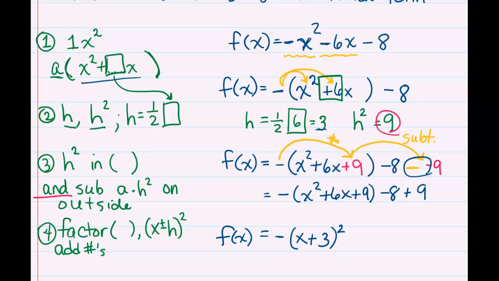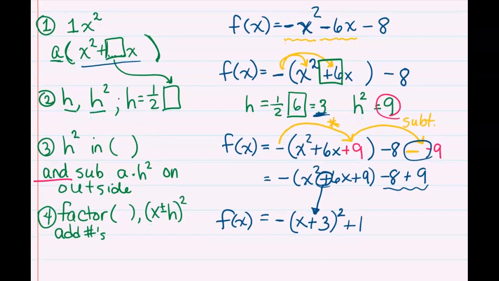And the hint of the day is going to be that it's going to be your h value, and if this is a plus, then this is a plus. If this middle term is a minus sign, then this will be a minus sign. So that's pretty cool. And then we just add the numbers on the outside. That's going to be plus 1. So we're done. We have converted our function that was in standard form into something that is in vertex form.